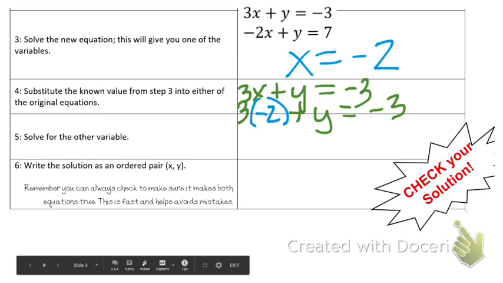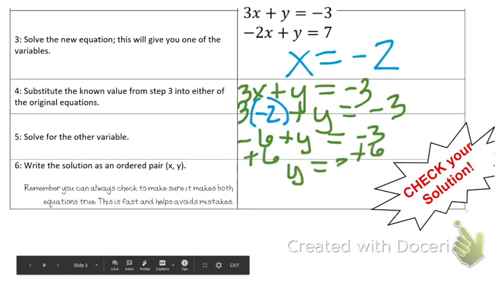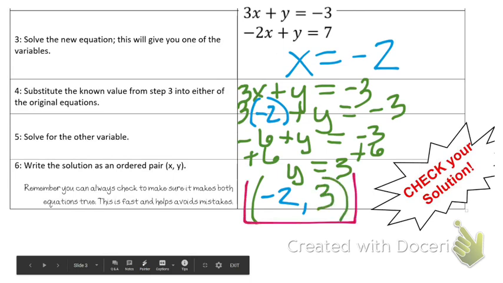Now I only have one variable again, but this time I have the y variable. So I already know x, now I can find y because I'm using substitution with the x. So this becomes -6 plus y equals -3. I'm going to add my 6 to both sides. Now I know my y value is +3. Now I know both parts, so I can write my ordered pair. So my ordered pair for this system would be -2, +3. This is the ordered pair where they intersect.